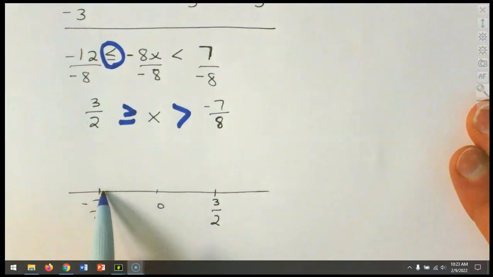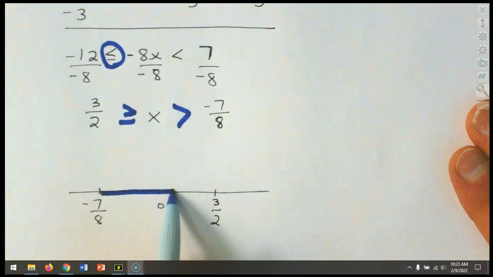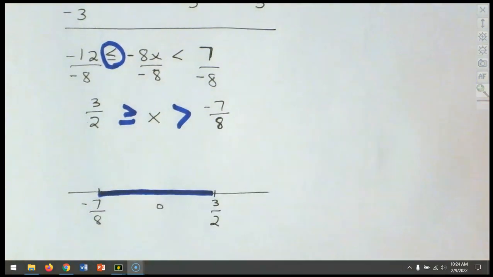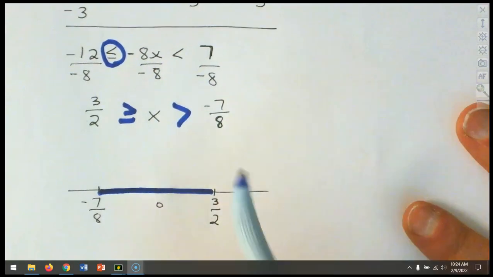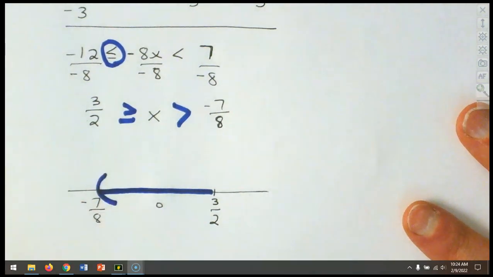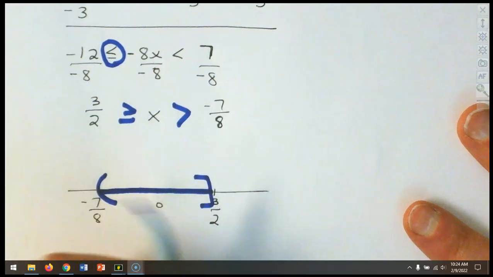What do we do for this double inequality? Well, we shade in the middle. Textbook calls them 3-part. I call them double inequality. And what do we have? At the negative 7/8, we've got what? We've got parentheses, don't we? Right? And at the 3/2, we've got square brackets.